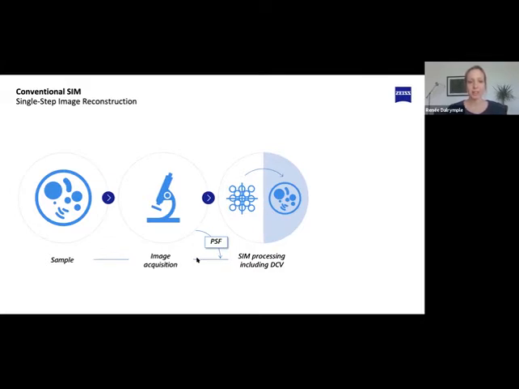Now, in order to do that with classical SIM implementations, this is all done in one step where we utilize a point spread function from our microscope that was collected, and we combine that as well with a deconvolution step. Okay, so this all happens at the same time.